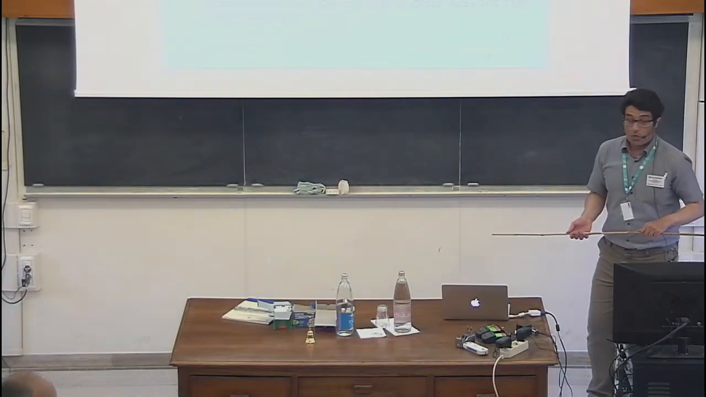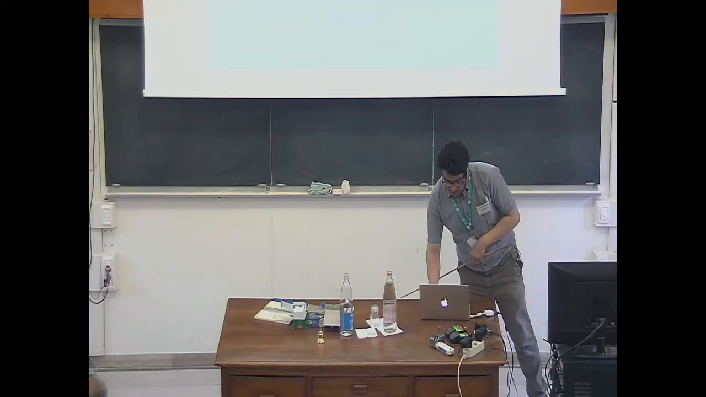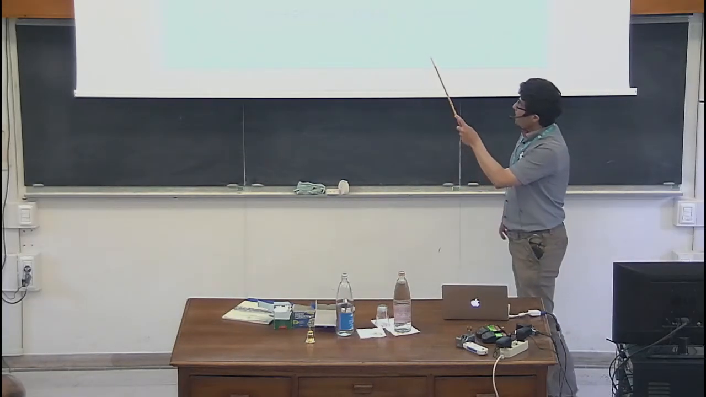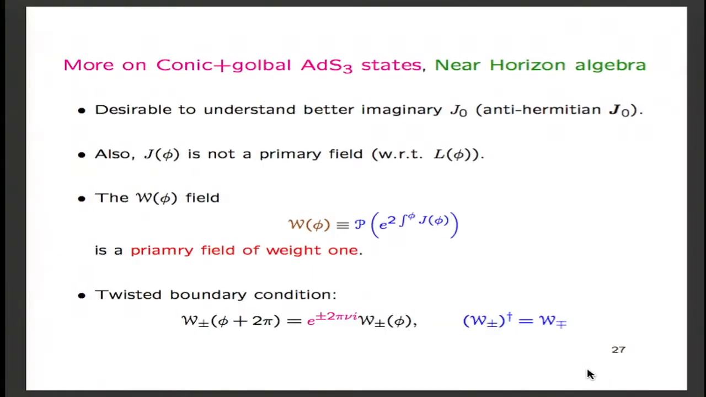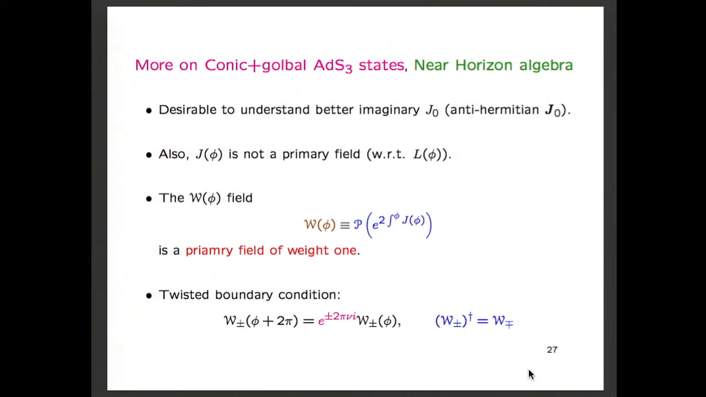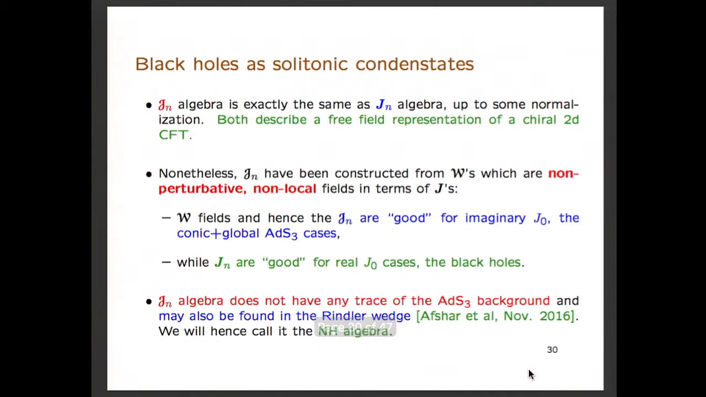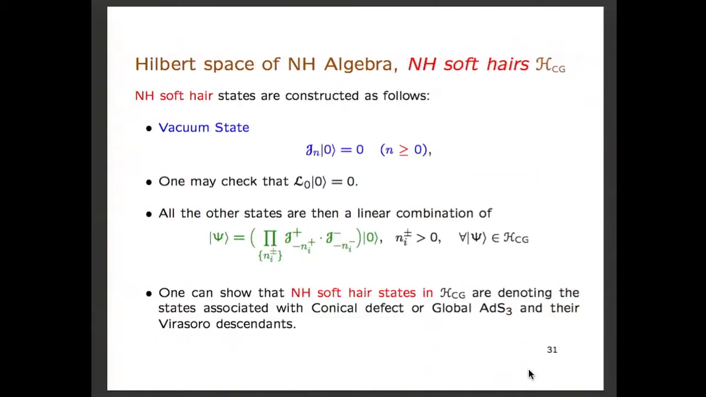Okay. These W's are related to the Wilson lines. This factor of 2 is because of my convention, but this is supposed to be a primary of weight 1 with this factor of 2. So this is just because of convention. Okay, so we have this algebra of straight J's. I construct the near horizon soft hairs in the same way that I did with the straight J's, but now I'm just excluding this n equal to 0.